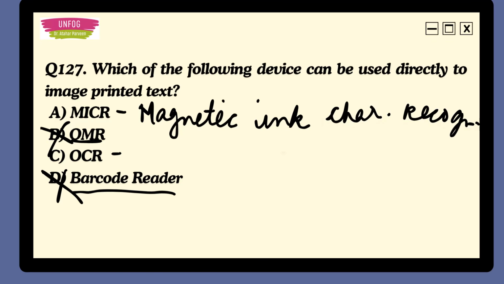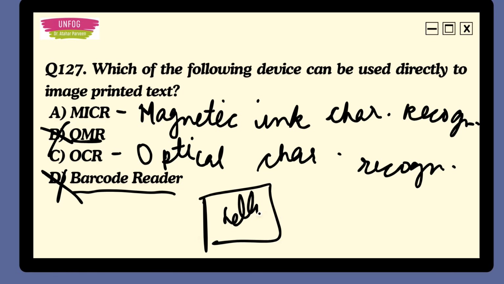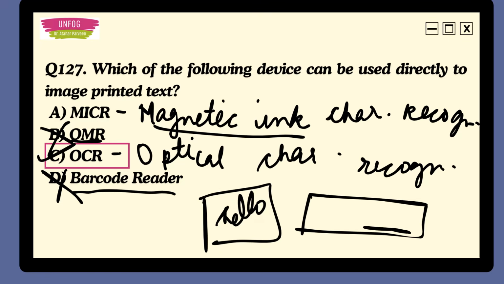Magnetic Ink Character Recognition. And then OCR stands for Optical Character Recognition. So when you take a photo of an image, and you write hello, that hello you have written with a pen only, no? Pen, pencil, whatever. But it is not any magnetic ink. Do we write from magnetic ink? No. So the answer has to be optical character recognition only. So the answer for this has to be optical character recognition, OCR.